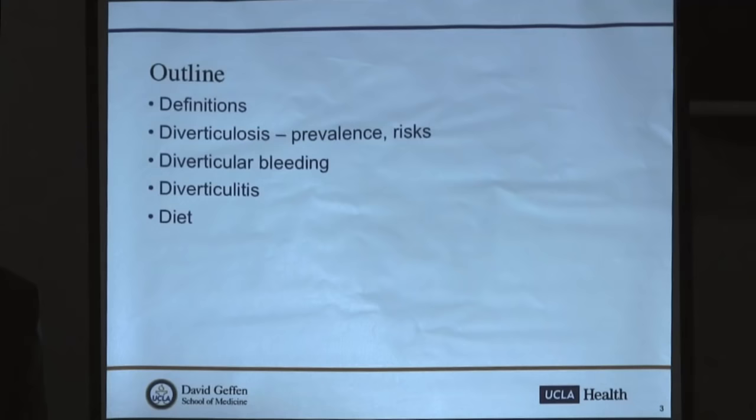This is the outline of my talk. So I'll be talking about some of the definitions, because sometimes it can be confusing in terms of what's the difference between a diverticulum, diverticulosis, diverticulitis. So I'll talk about that. Then I'll talk about the prevalence, risks, clinical features of diverticulosis. And then I'll go on to talk about some of the complications of diverticular disease, which includes diverticular bleeding, as well as infection, which is called diverticulitis. And then I'll talk about the diet, so what's recommended in terms of diet and how we can prevent diverticulosis.